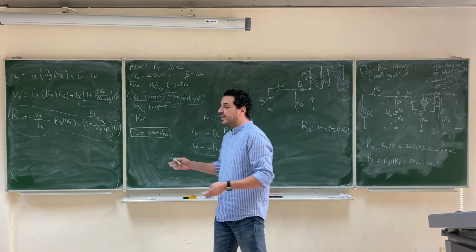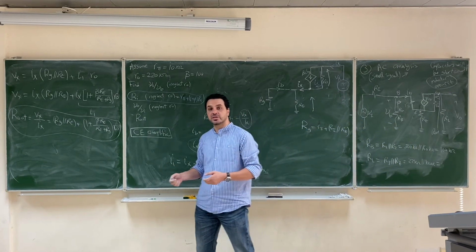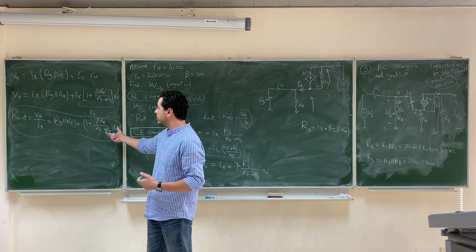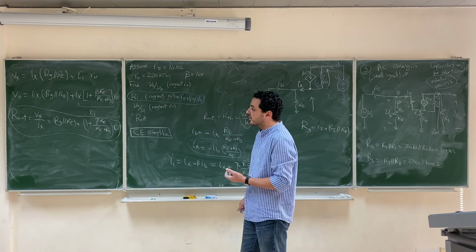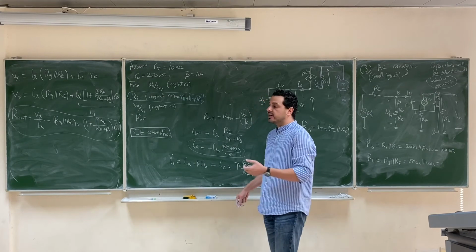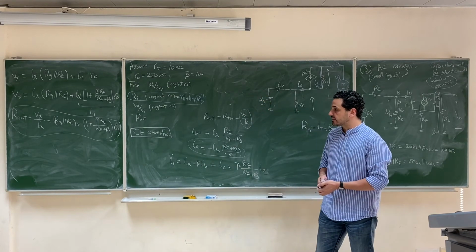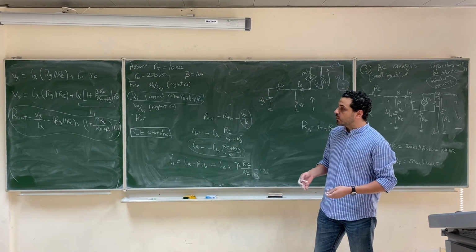Okay, so again, numbers are not important. The most important thing is the expression. The expression is the most important thing for us. Okay, and then you substitute by numbers in the last step. So this is how you calculate R output.